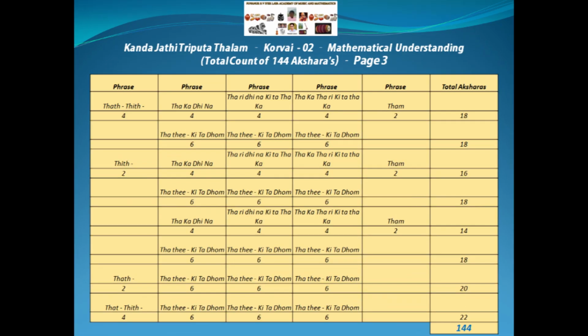Episode 6, Kanda Jathi Triputa Thalam, Korvai 2, Mathematical Understanding, total count of 144 aksharas. This korvai should be interpreted in the following way.